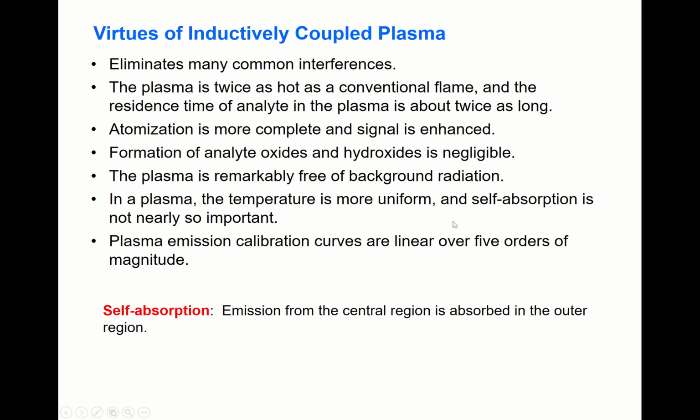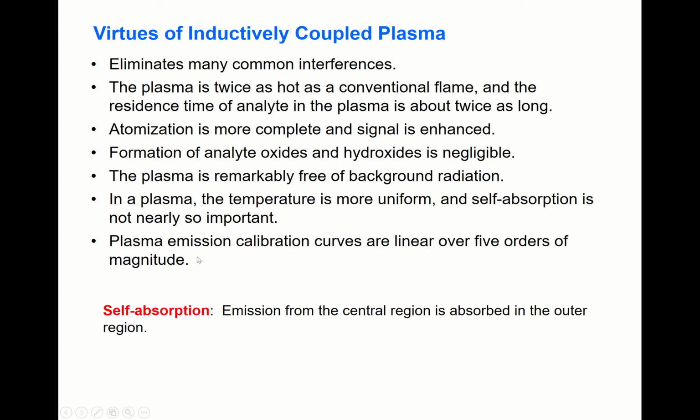You see the flame. Flame temperatures quite depend on the location in the flame, but here plasma temperature is more uniform and self-absorption is not nearly so important. What is self-absorption? Self-absorption is when emission from the central region is absorbed in the outer region. It appears in flame spectroscopy, but in a plasma, self-absorption is not nearly so important.